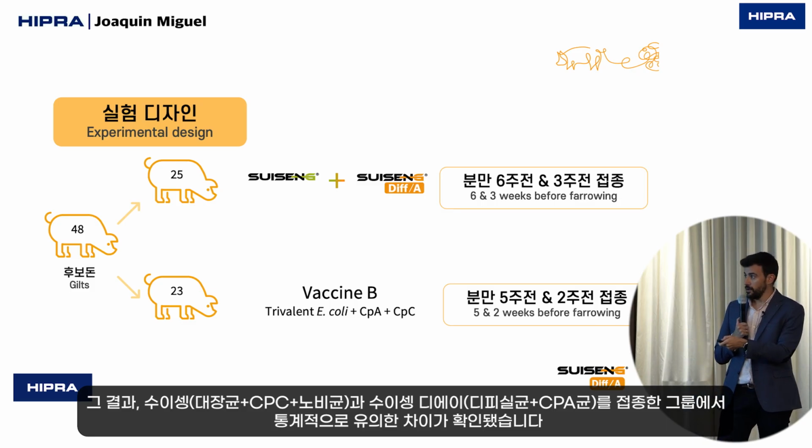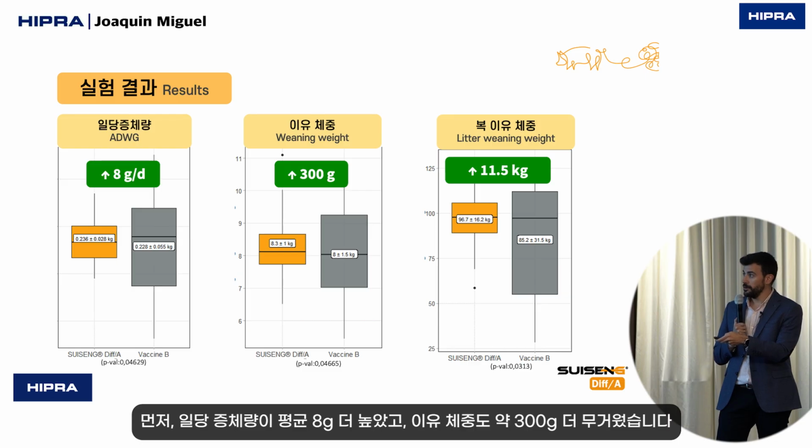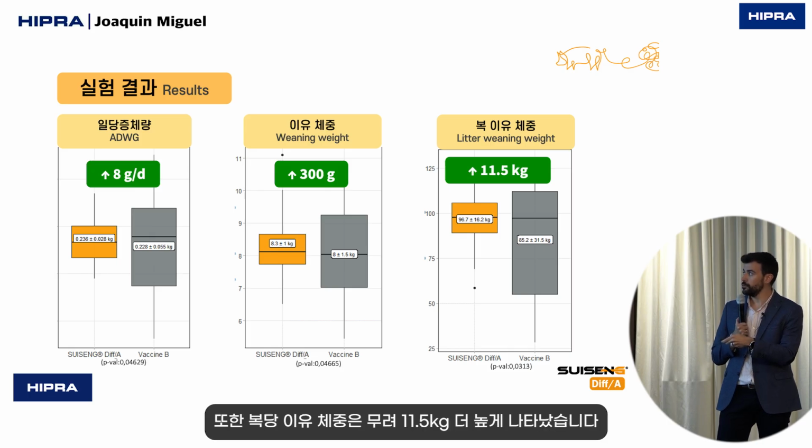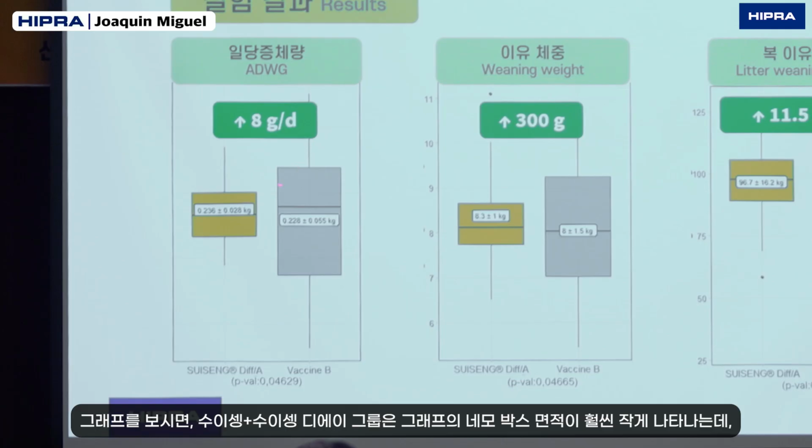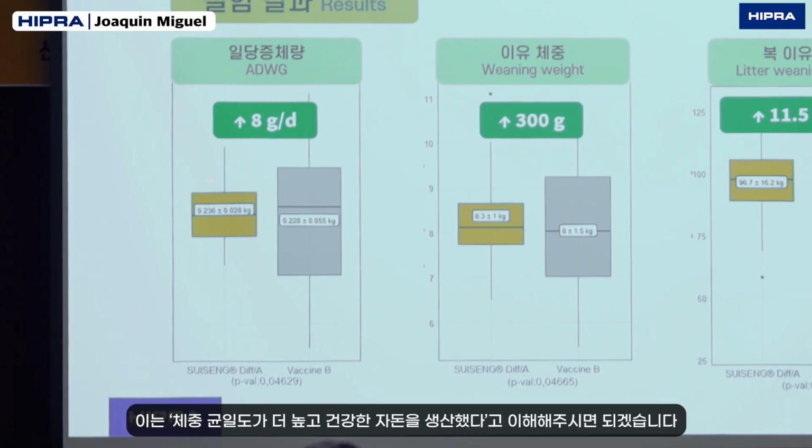significant differences. We had 8 grams higher average daily weight gain in the SUISENG Diff group, also a weaning weight of 300 grams more, and considering also the mortality we are going to see, a total higher weight at weaning per litter of 11.5 kilograms. But these are not the only differences in terms of performance. Also, here we have represented the results of each of the parameters. And as you can see here, the deviation we had in the group vaccinated with both SUISENG was much lower, having much more homogeneous piglets at weaning.